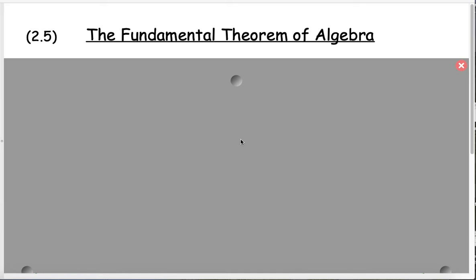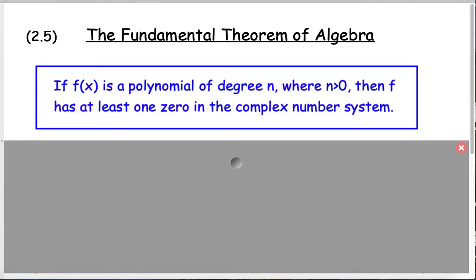In today's lesson, we're going to focus on the fundamental theorem of algebra and some other theorems that help us find the zeros or the roots of polynomials. So if f of x is a polynomial of degree n, so that means you have at least x to the first power, which would be a line, or you could have a quadratic, etc., then f has at least one zero in the complex number system. And what's important to understand is, remember, the complex numbers consist of real numbers and imaginary numbers.